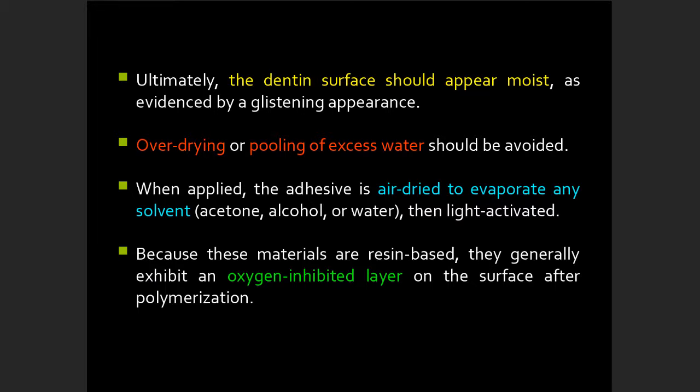When applied, the adhesive is air dried to evaporate any solvent, which can be acetone, alcohol, or water, and then light activated. So onto the moist surface, you apply the bonding agent or adhesive, and slightly blow air over it to evaporate the solvent. Because these materials are resin based, they generally exhibit an oxygen inhibited layer on the surface after polymerization.